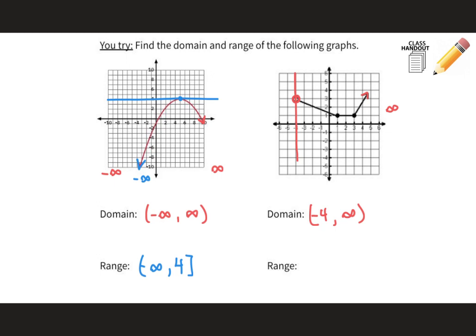For range, we're going to look at my lowest point. So my lowest point is right here, and that's at 1. And it does hit 1 at 2 points, so I'm going to use a bracket. And then how far up my graph goes, again, we look at the highest point of our graph, and if we see an arrowhead pointing in that direction, I know that it's going to go on to infinity. So my range is going to be from 1 to infinity.